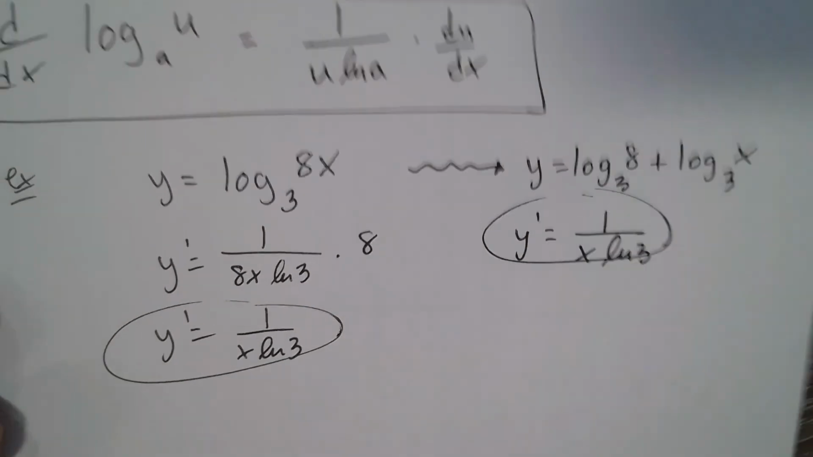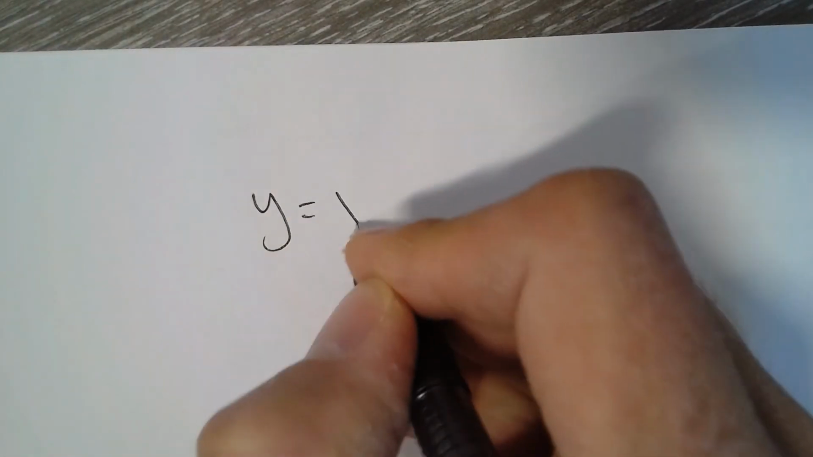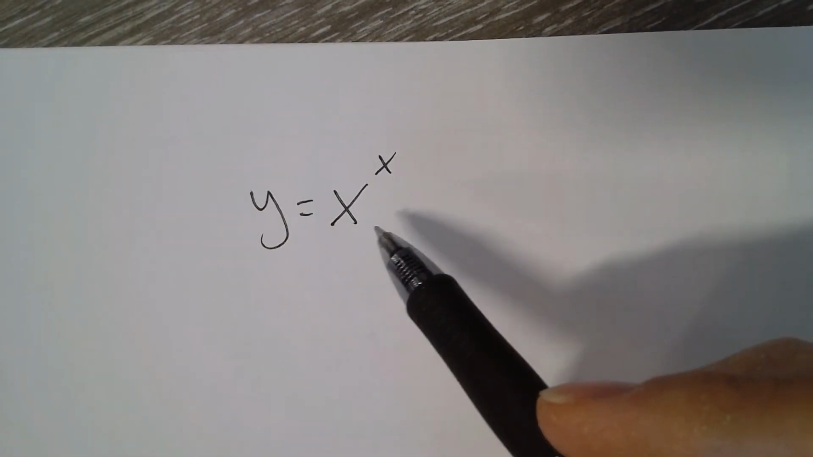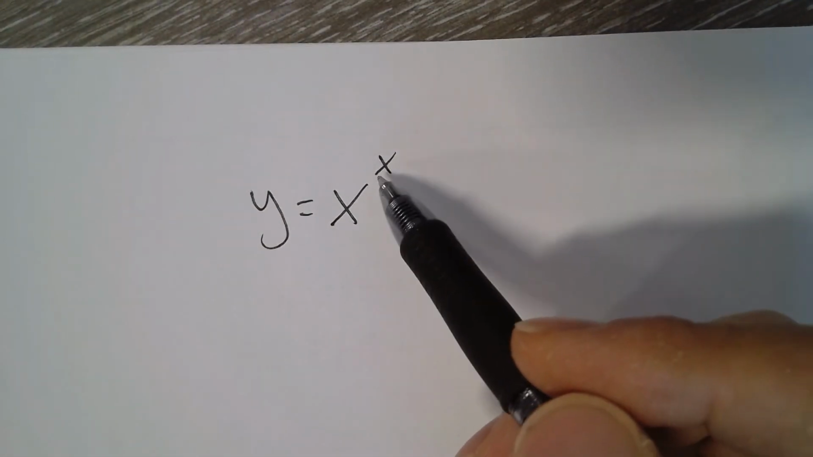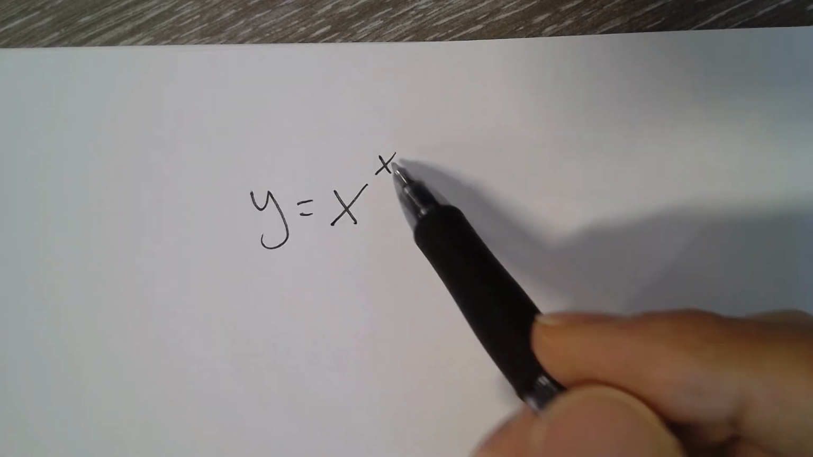Okay, I'm going to do one other type of problem, and these are just 1 or 2 examples of each of them. It's going to take some practice for you to get a feel for it. But what if we have y equals x to the x? So this is not an a to the x, because a has to be a constant. So we have a variable to a variable.